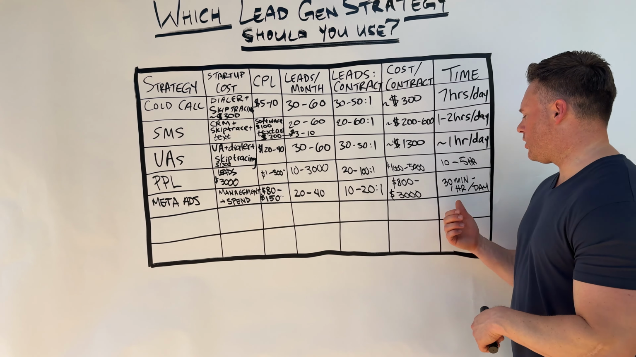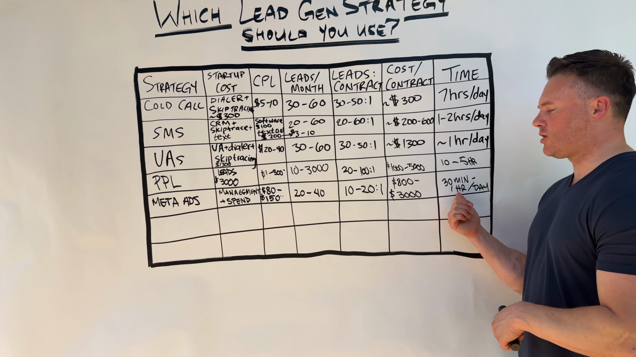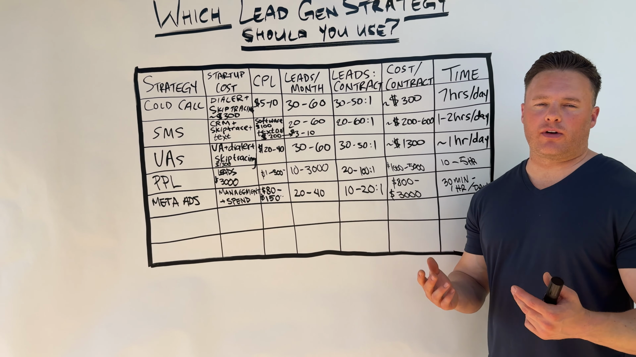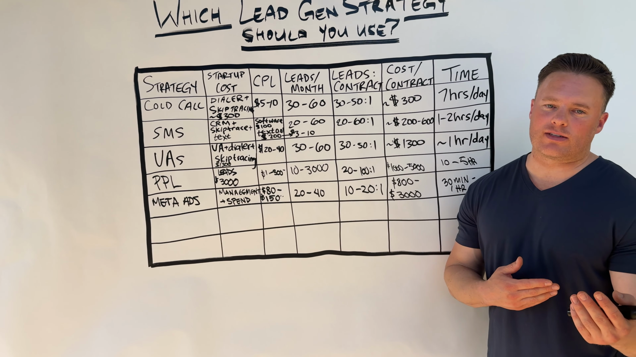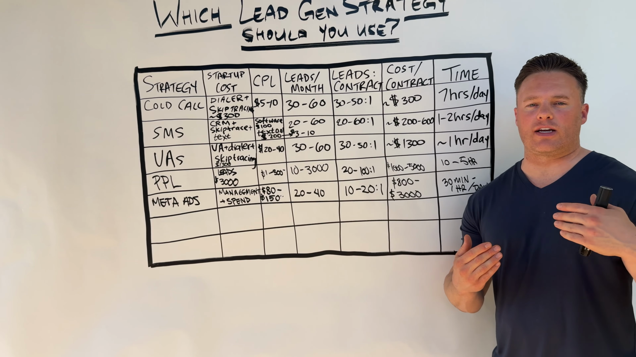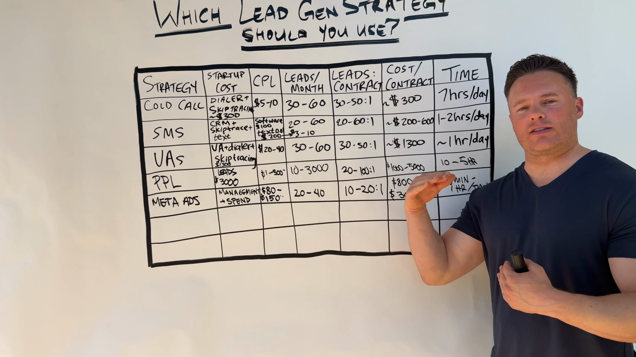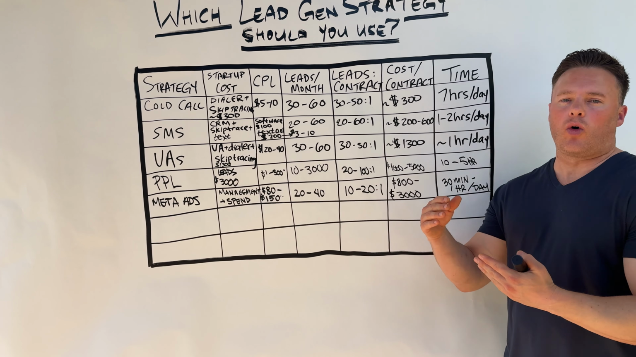So for time, you're looking at anywhere from 30 minutes to an hour per day, and that will definitely vary as well depending on appointments set, people that you've contacted or been able to reach maybe from days past. Again, your appointments can stack up, so this time can go up or down just depending on what's coming in.